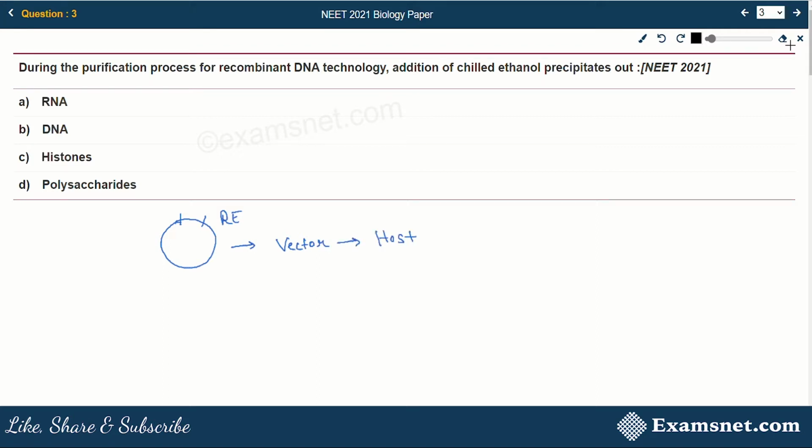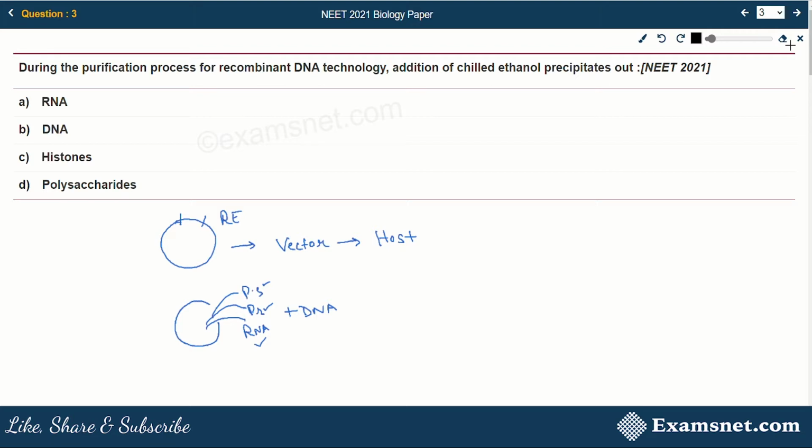Okay, but to cut this DNA, it has to be in its pure form such that no other macromolecules remain there. Okay, but what happens when a cell is cut open? All the macromolecules, including RNA, protein, polysaccharides, come out along with the DNA. So we need to remove these macromolecules. And how do we do this?